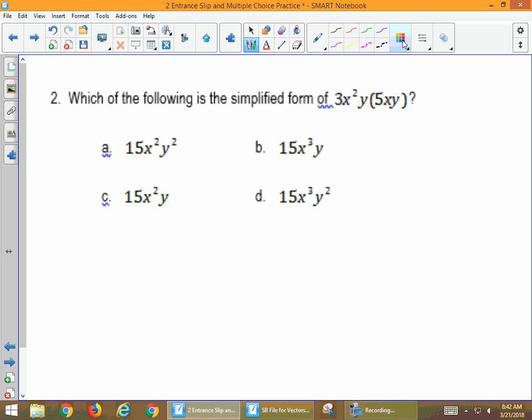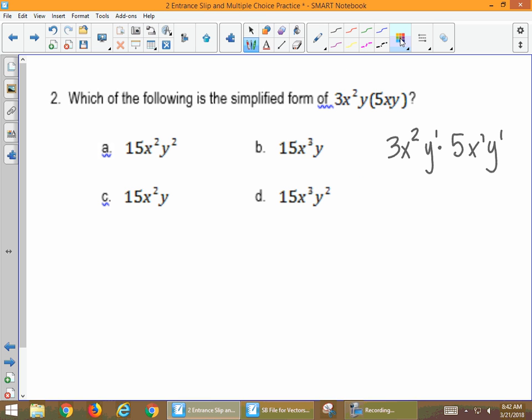So again, I'm going to recopy 3x squared y. And then there's no exponent on the outside of these parentheses, so those parentheses just mean multiply. So I'm just going to do this, 5xy. Once I have that copied down, the other thing I'm going to do is put exponents where there aren't any. So there's not an exponent with my first y or my second y or that second x.